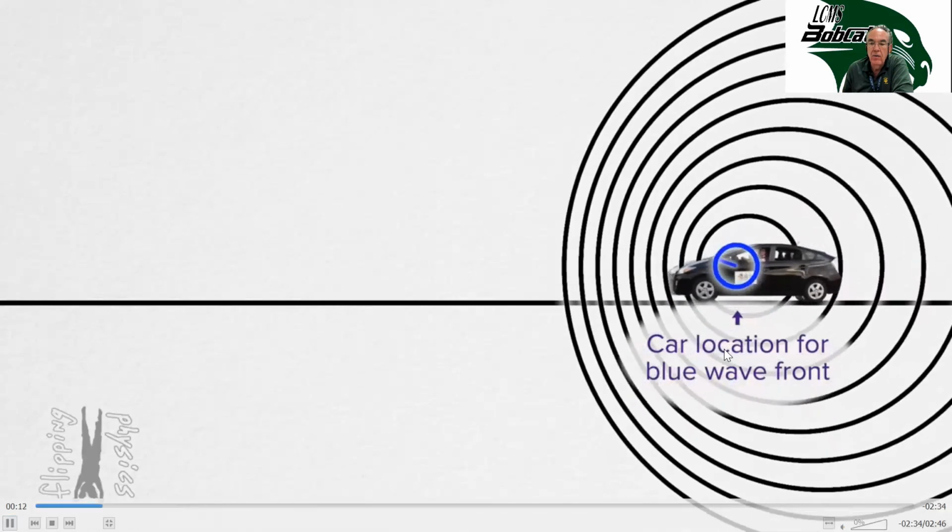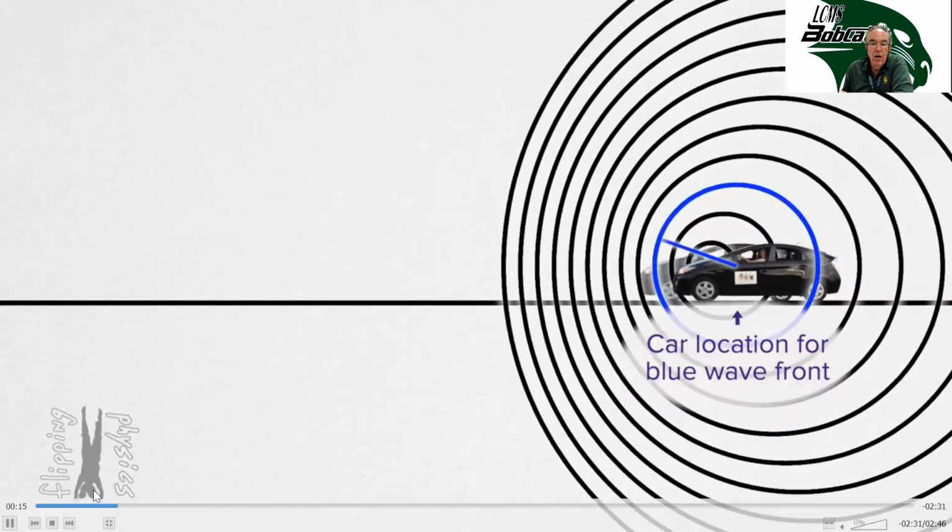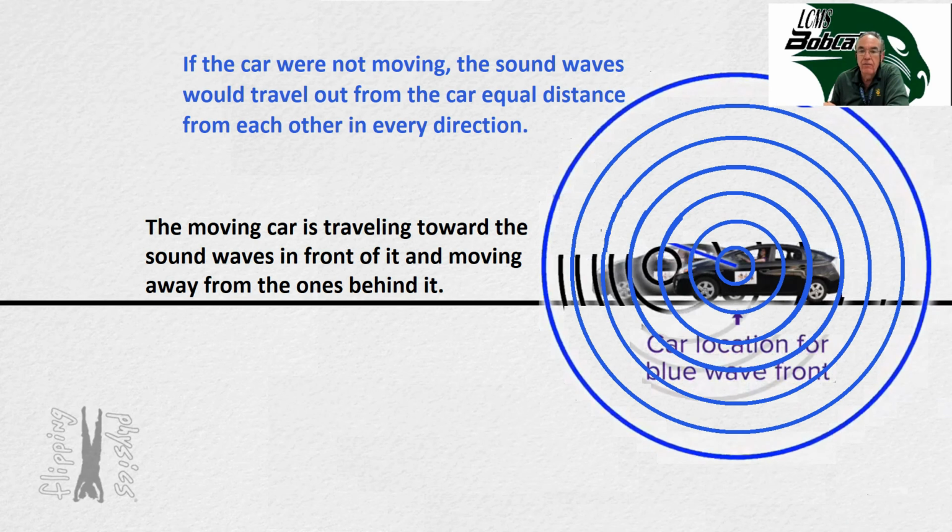So as it lets out these sound waves, the car is moving towards its own sound in front of the car, so it's bunching up. Now, if the car was sitting still, the sound waves would travel out the same distance from each other in every direction. The car is moving towards the sound waves in front of it and moving away from the ones behind it. So instead of the waves being at regular intervals and spaced out evenly, in front of the car, each time it lets out a new wave, the car gets closer to the previous one, and it's driving away from the old waves behind it.